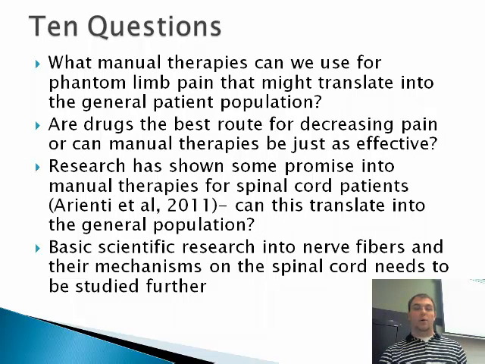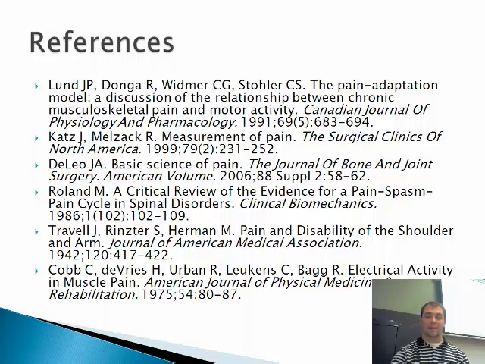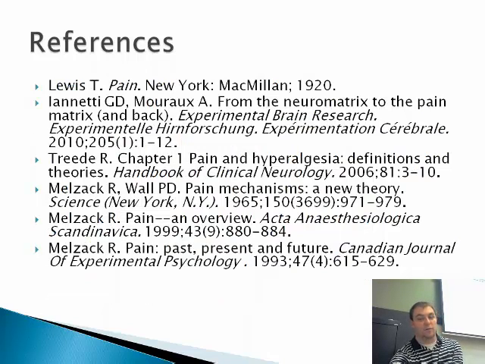What manual therapies can we use for phantom limb pain that might translate into the general patient population? So we can take these individuals, and can we generalize it to the general patient population? I don't know. Are drugs the best route for decreasing pain, or can manual therapies be just as effective? Research has shown some promise in the manual therapies for spinal cord patients. There's an Arnetti article again. Can this translate into the general population? And then again, basic scientific research into nerve fibers and their mechanisms on the spinal cord needs to be studied further. And instead of being a theory, can we prove the gate control theory? Instead of it being a theory, can it be the gate control? I don't know, whatever else we want to call it.